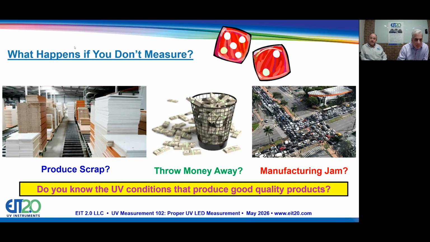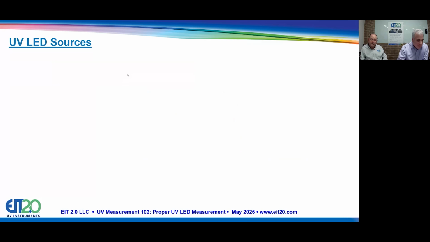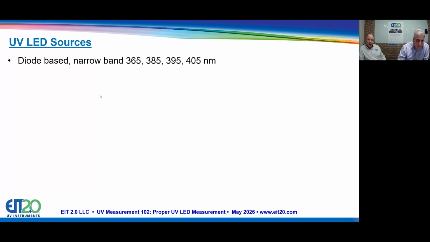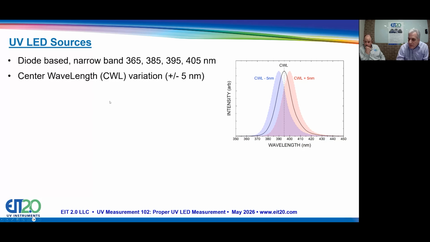Okay, thanks, Jim. Before we jump into the LED radiometry and other activities, let's take a step back and look at the sources, particularly how they are made and designed, and then how that has ramifications for doing radiometry on them as well. We'll start with the UV LED sources, of course. These are, as Jim said, solid state devices. They come in 4 flavors: 365, 385, 395, and 405 nanometers.